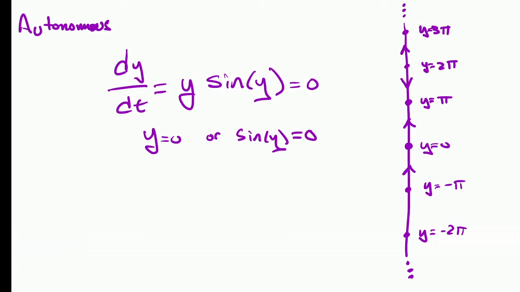So if you thought that these were just going to alternate, you're not quite right. They're the same here, but they do alternate down here. If you pick negative 3 pi over 2, you get positive 1, and that times a negative number gives you a negative slope, and so on and so forth. So that's what that's going to look like.